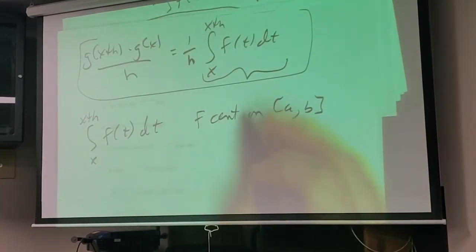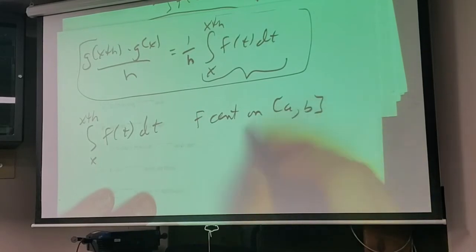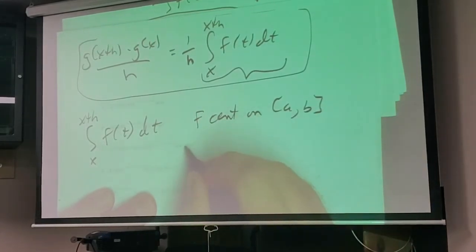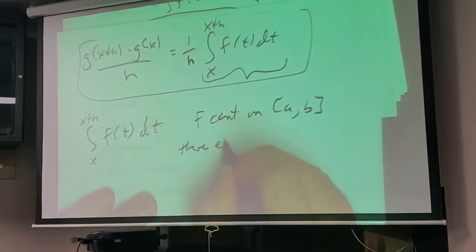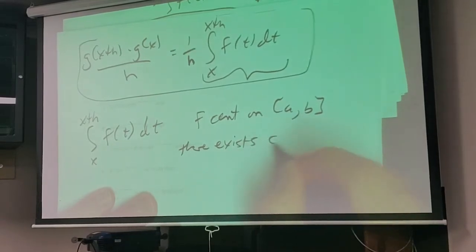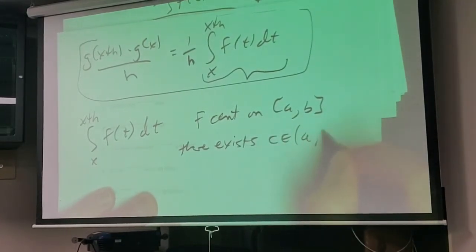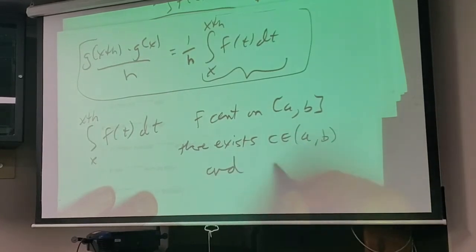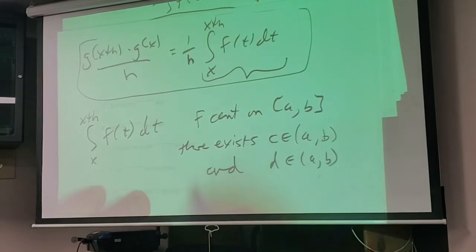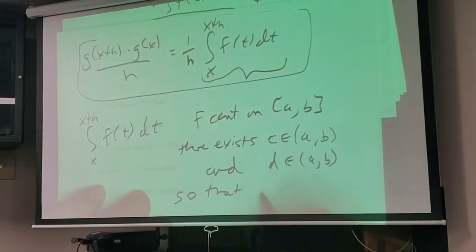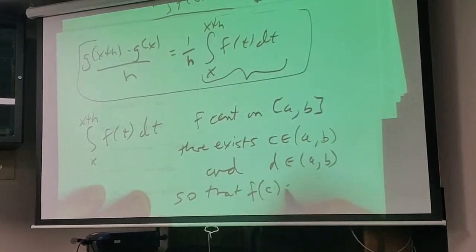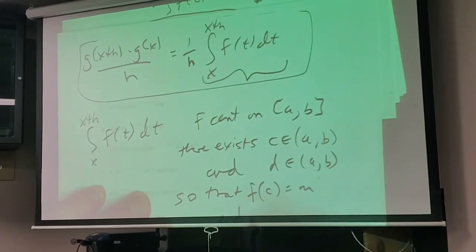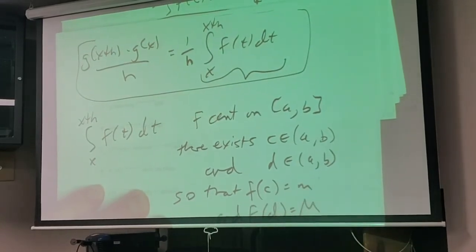So somewhere there is a value. So let's say there exists a C that's in here, and a D that's in here, so that f of C equals little m and f of D equals big M. Okay?